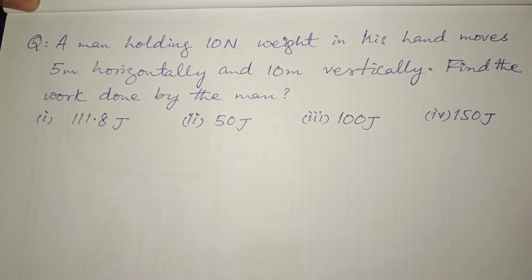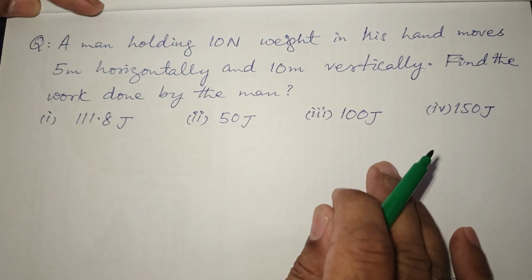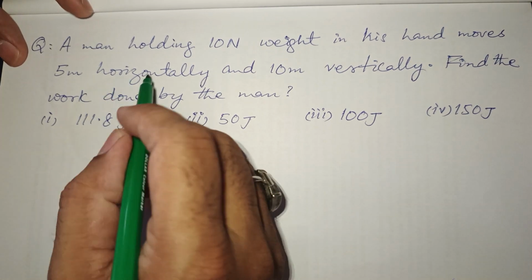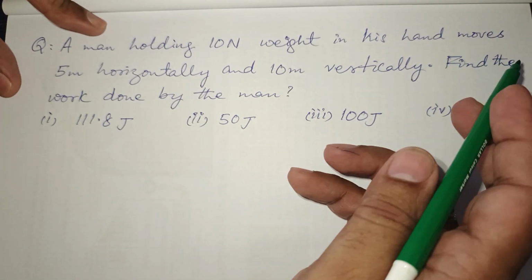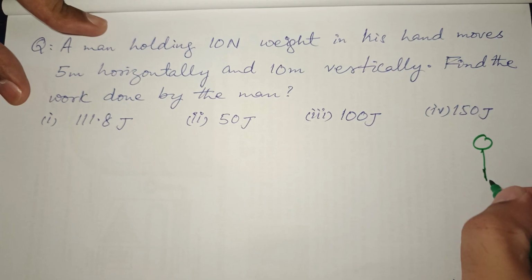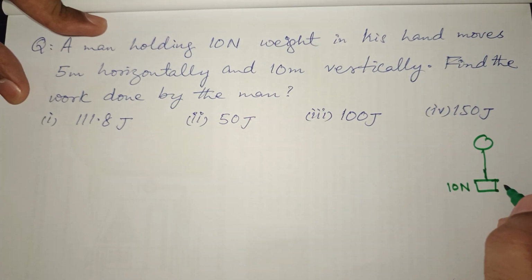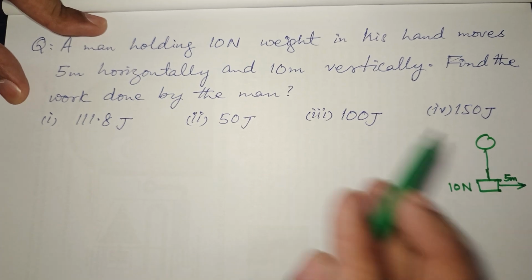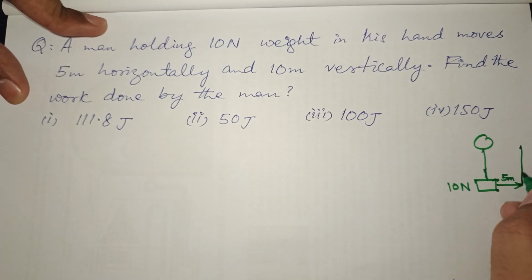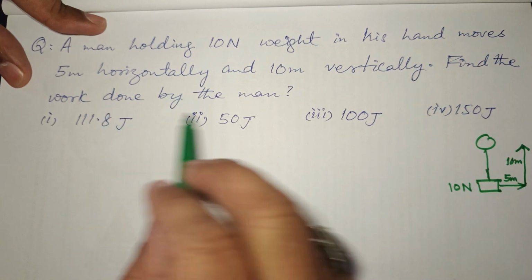Again, an interesting one. I have taken interesting and difficult problems for you, not every problem. A man holding a 10 Newton weight in his hand, say this is a man and this is his hand, this is the 10 Newton weight, moves 5 meters horizontally. He moves 5 meters horizontally, then he moves 10 meters vertically. Find the work done by the man.